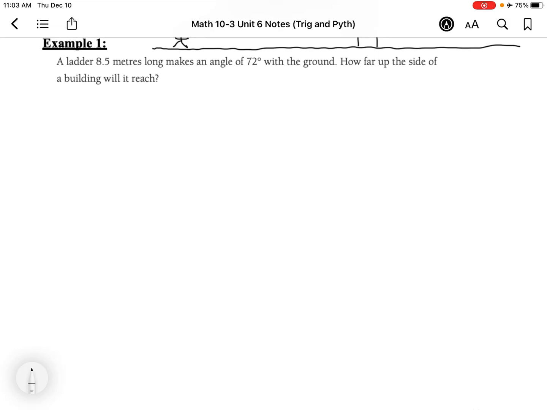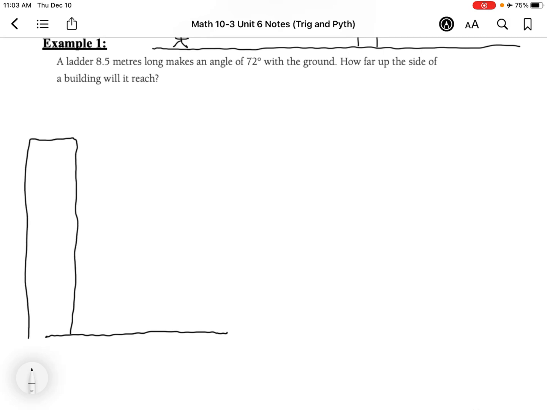All right, well, if we try and visualize what's going on here, we've got a ladder that's leaning against a building, and they're both kind of on the ground. So I'm going to draw the ground. Here's the ground, and here's a building. And here's the ladder. Here's my terrible, terrible drawing of a ladder. There we go. And the building is perpendicular to the ground, so it makes a right angle with the ground. So that's basically a picture of what's going on.